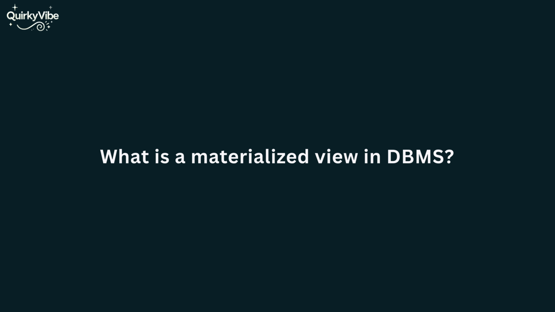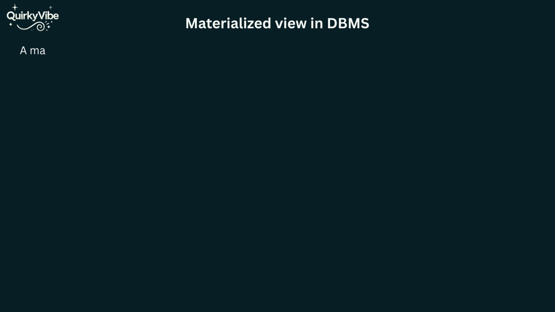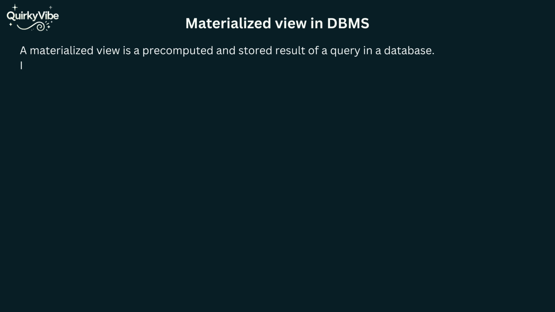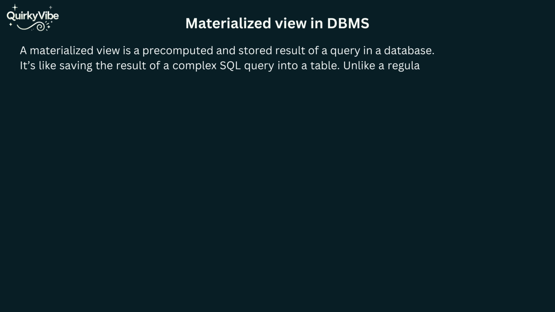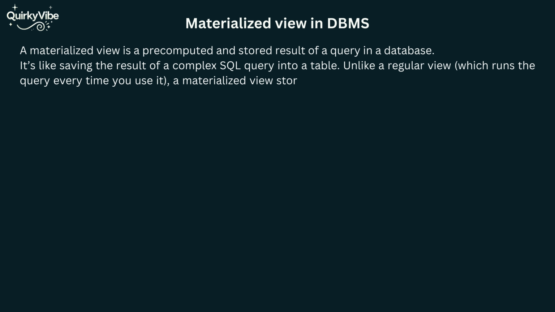What is a materialized view in DBMS? A materialized view is a pre-computed and stored result of a query in a database. Now, that might sound technical, so let's break it down. In simple words, imagine you have a complex SQL query that takes a long time to run. Maybe it's calculating total sales or joining multiple large tables. Now instead of running that heavy query again and again, what if you could just save its result, like a snapshot, and reuse it? That's exactly what a materialized view does.